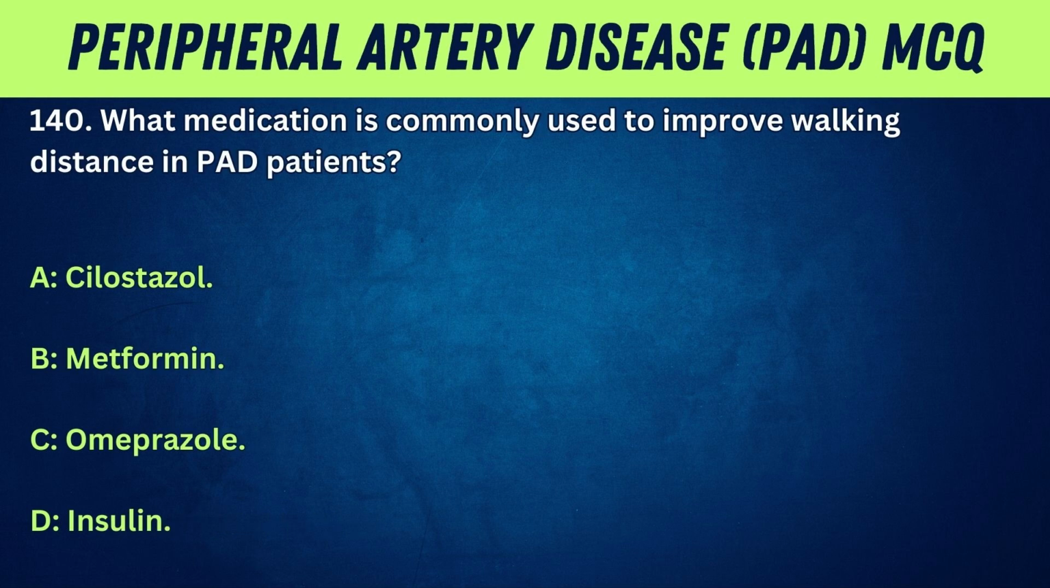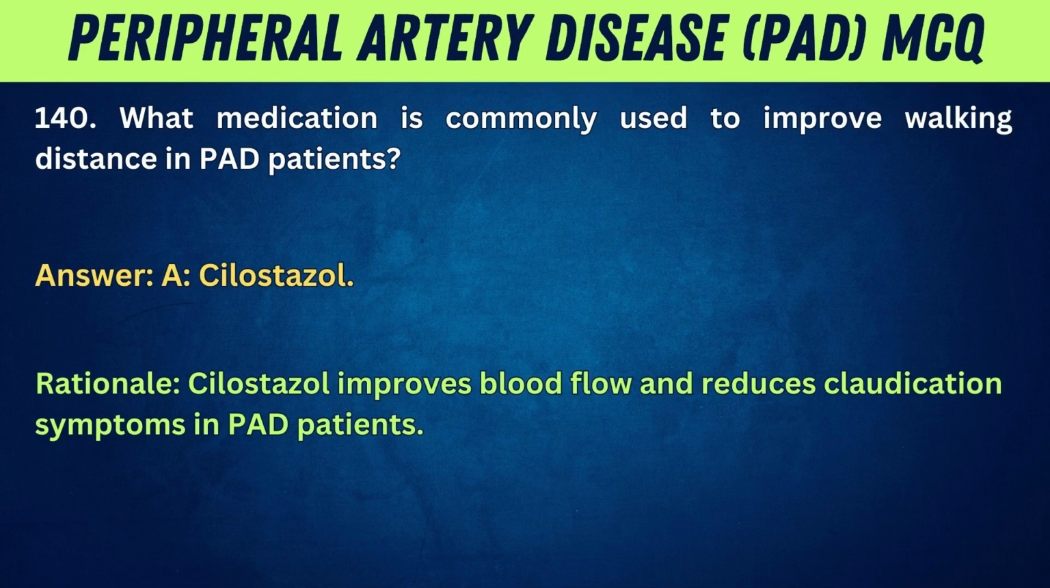140. What medication is commonly used to improve walking distance in PAD patients? A. Cilostazol. B. Metformin. C. Omeprazole. D. Insulin. Answer. A. Cilostazol. Rationale. Cilostazol improves blood flow and reduces claudication symptoms in PAD patients.